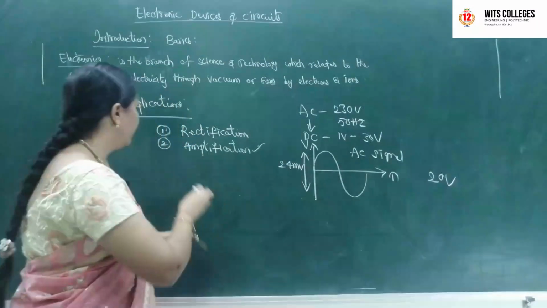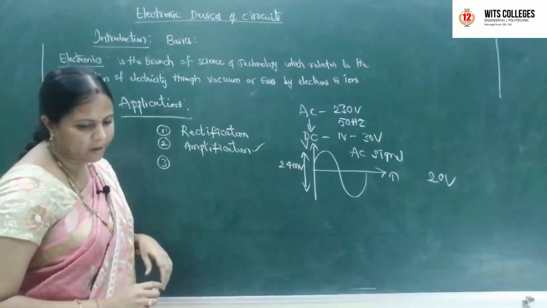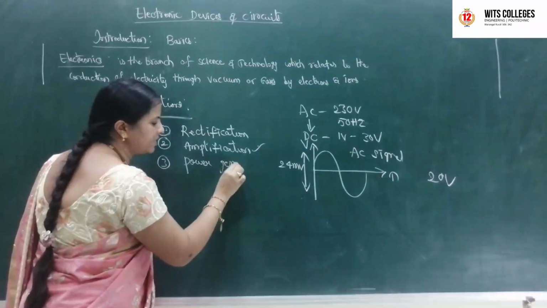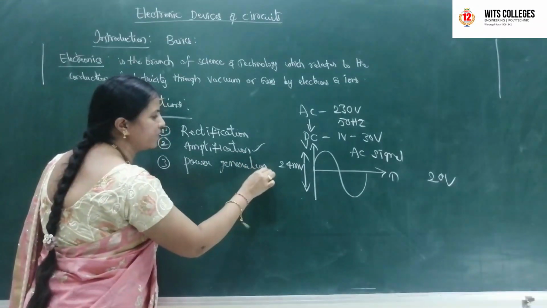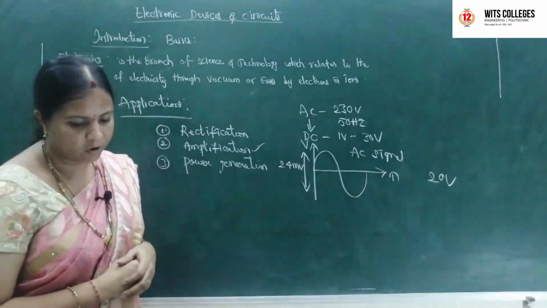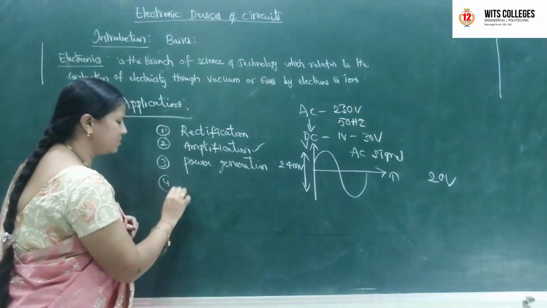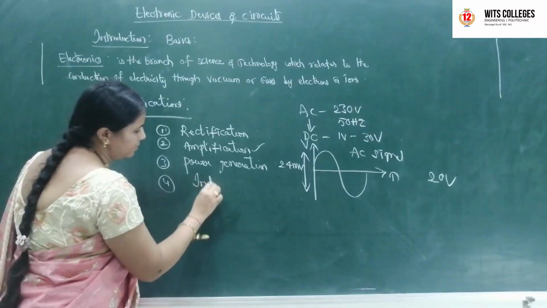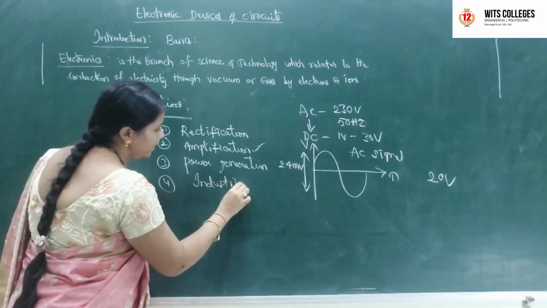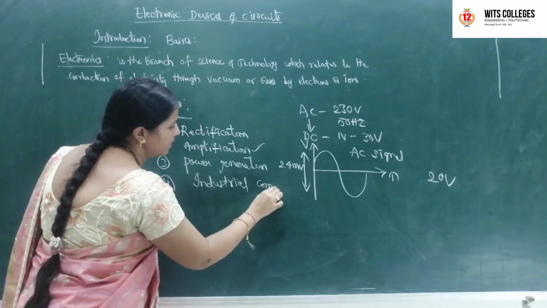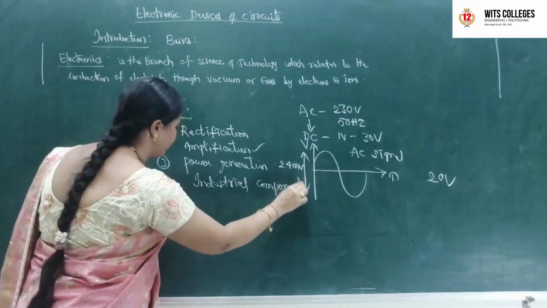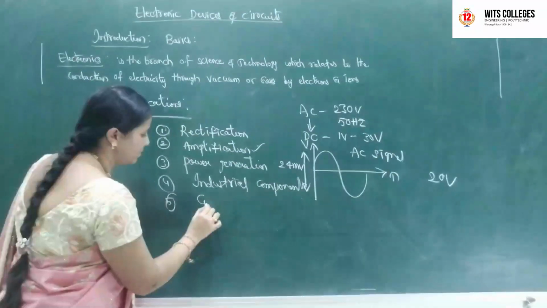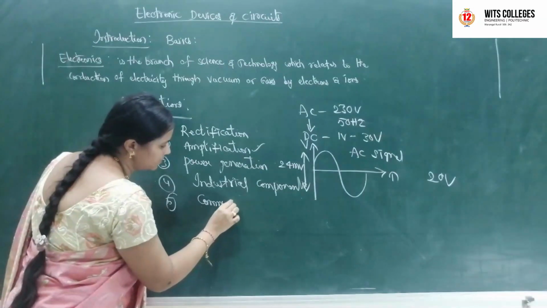Okay now. So next application is power generation. To generate power also we have to use different electronic devices. Okay now. So next, we can use the electronic devices or electronic components in industrial components also. Industrial elements, industrial components, we can use them. And also communication purpose.